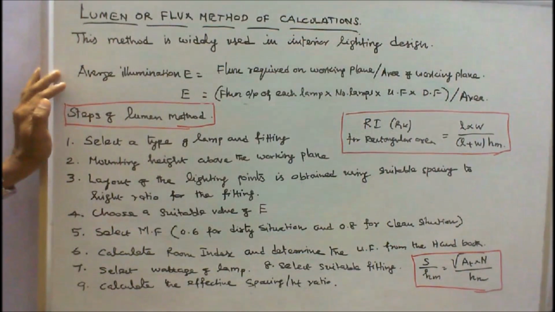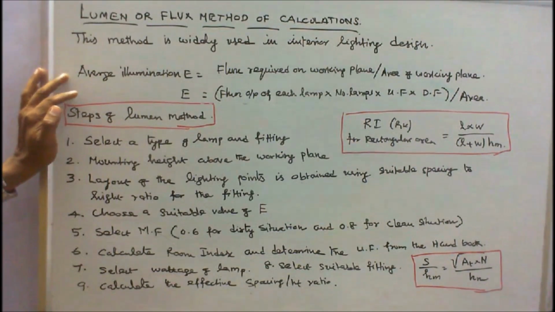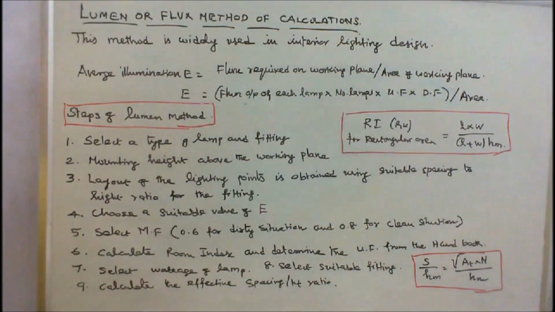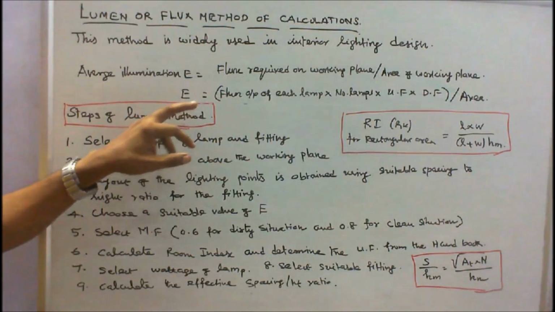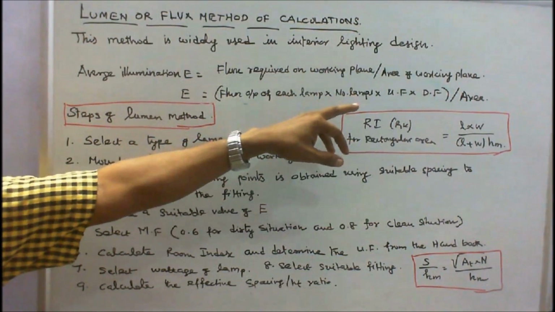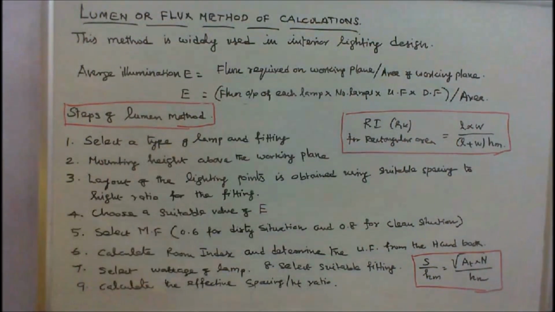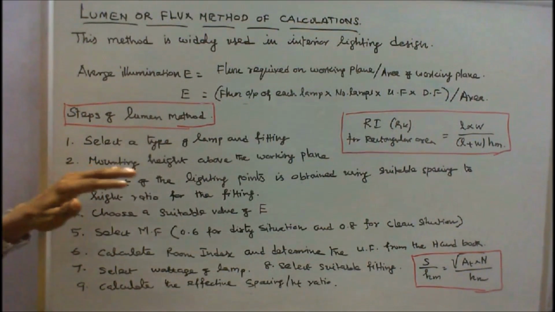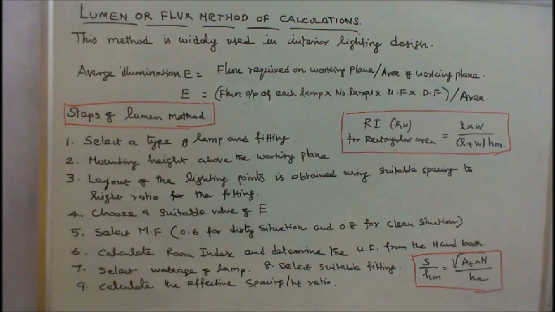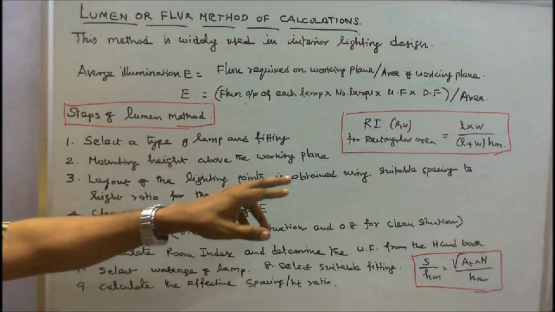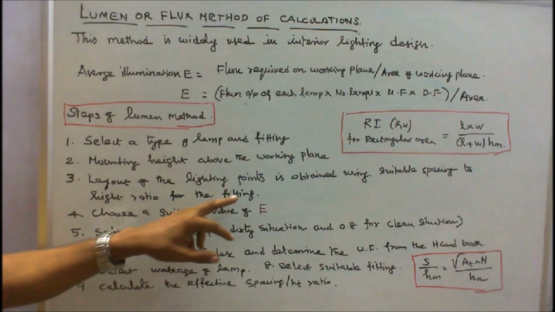We know that average illumination E is equal to flux required on the working plane divided by area of the working plane. Average illumination E is equal to flux output of each lamp times number of lamps times utilization factor times depreciation factor, divided by area. The steps are: number 1, select a type of lamp and fitting. Number 2, mounting height above the working plane. Number 3, layout of the lighting points is obtained using a suitable spacing to height ratio for the fitting.